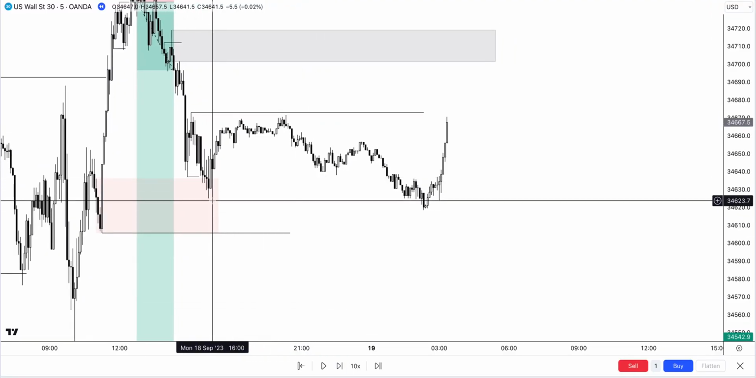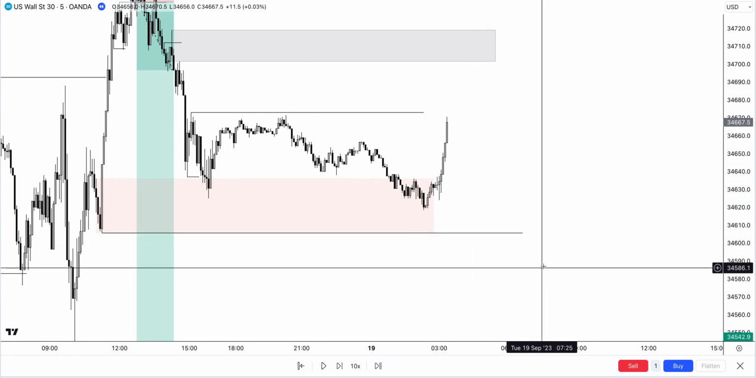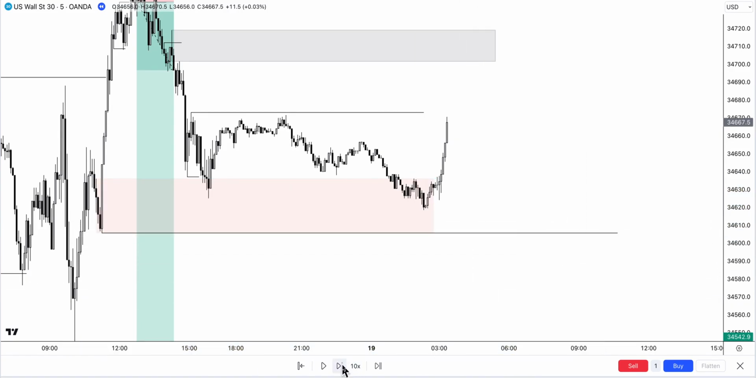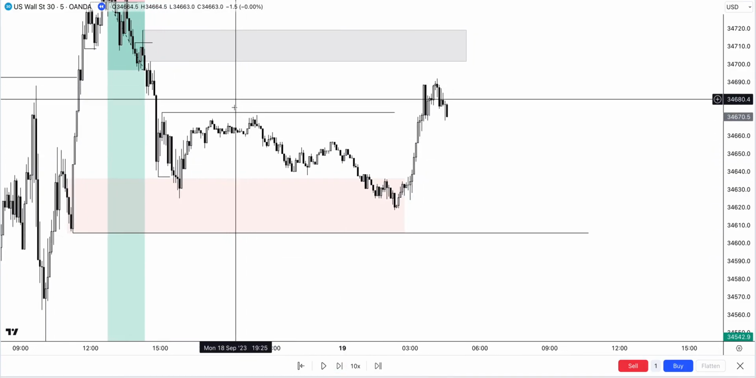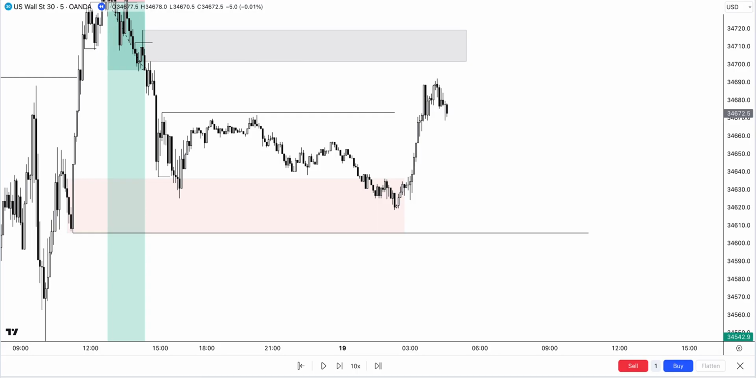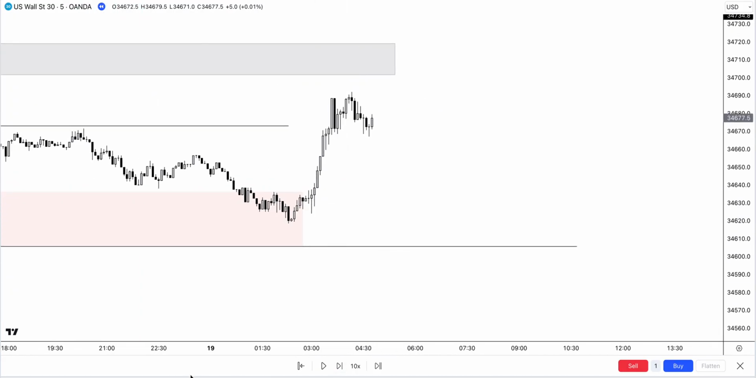Okay, so we go even lower into the 15-minute area, still respecting it. Lots more liquidity to the lows. And then we go bullish, trap those sellers here, okay? And same thing, look what we've now done here.